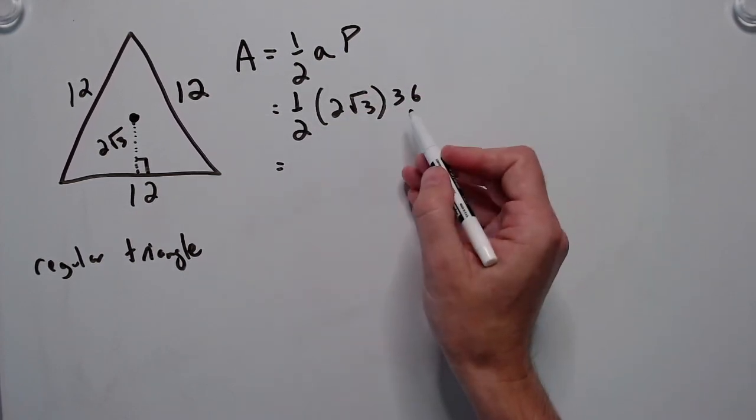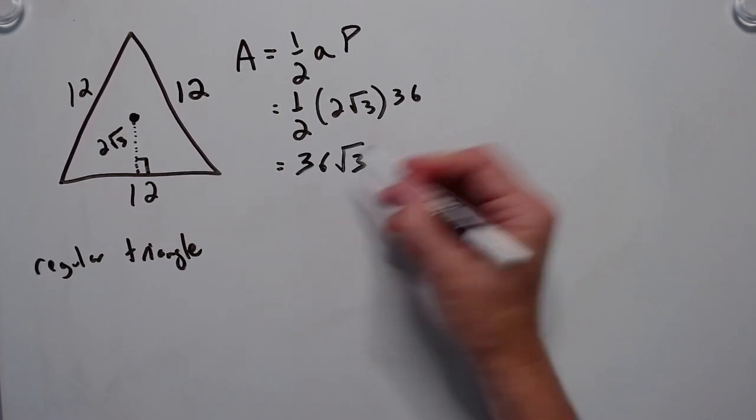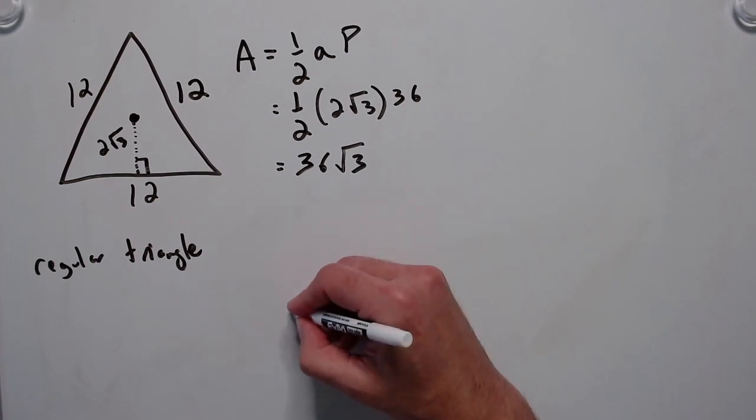1/2 and the 2, that's going to cancel itself out. And we end up with 36 root 3. Now I'm going to slide another one down here. Just try to squeeze this in here.